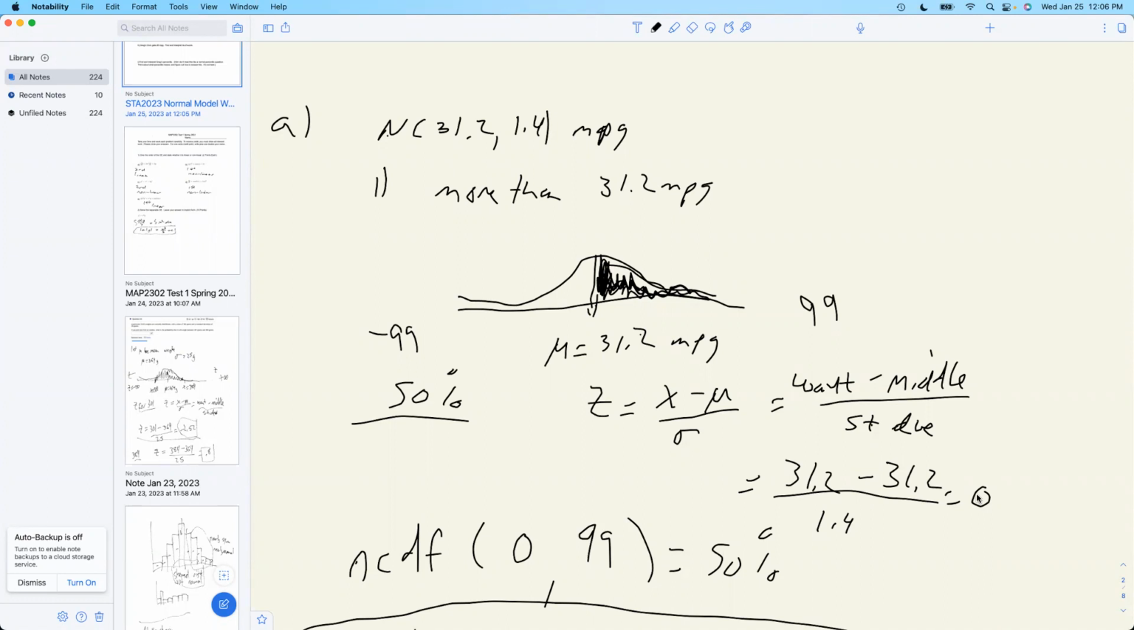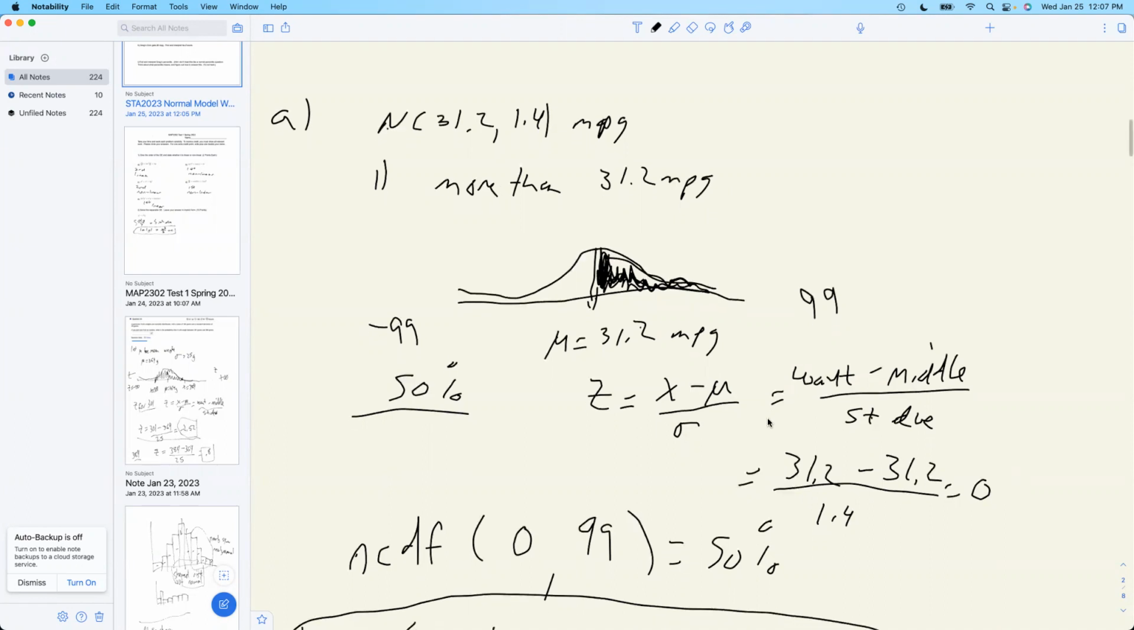Z-score is not your final answer. Unless the question says find and interpret the z-score, you're not done. Z-score is not a percentage. That just means that a car that gets 31.2 miles per gallon is 0 standard deviations away from the mean. Now we get out our calculator and we need normal CDF.